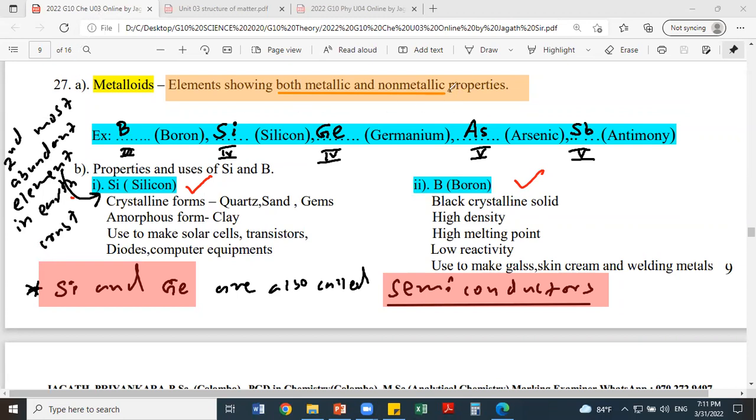And silicon occurs in the earth crust as SiO2. That is called silica. Sand is everywhere. Sand is silicon dioxide. And silicon compounds are present even in gems.